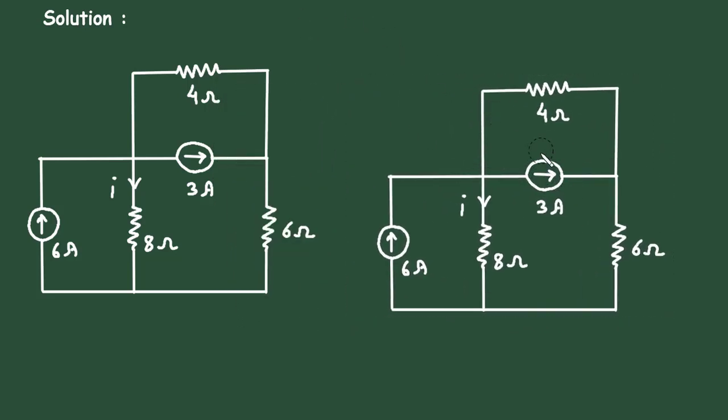Now here, when we convert this current source to voltage source, it will be like this. Here this will be positive and this will be negative according to the direction of this current, and voltage V is equal to I into R. The value of current is 3 ampere and the value of resistance is 4 ohm. So it will be 3 into 4, 12 volt. Now we can erase this current source.